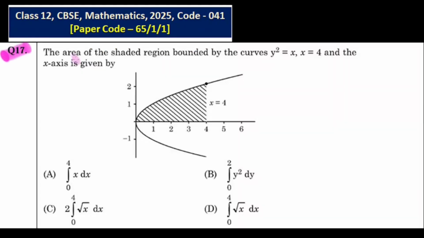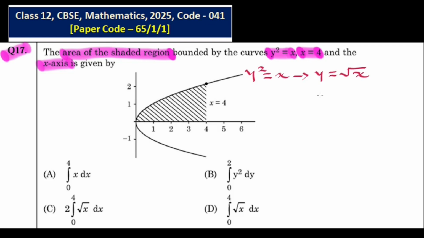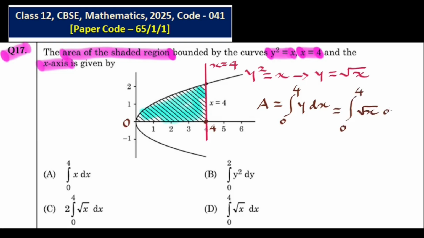Question 17. We have to find the area of the shaded region bounded by the curve y square equals x, line x equals 4 and the x-axis. This rightward opening parabola has equation y square equals x, y equals root x, and the line x equals 4 is this one, and the area we have to find is this one. Area of the shaded region is given by integral y dx from 0 to 4, which is integral from 0 to 4 of root x dx. Hence the correct answer is option D.